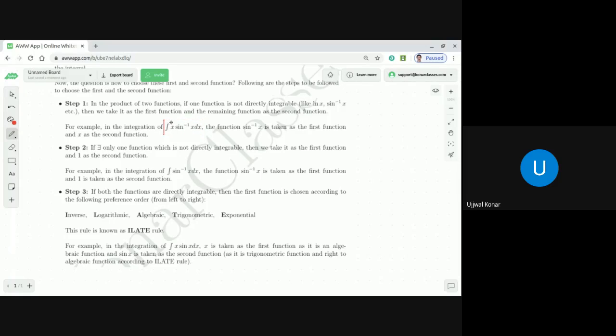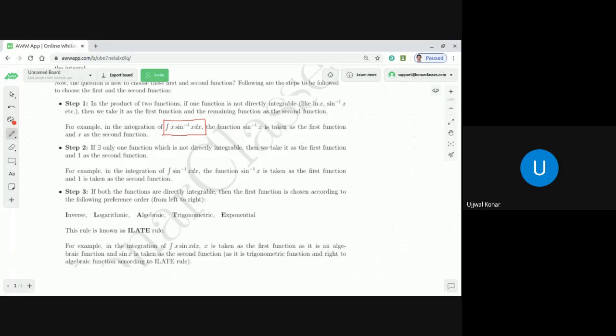if you look into this particular integration, there are two functions. One function is x and the other function is sine inverse x. Now tell me, dear students, between two functions x and sine inverse x, which is not directly integrable? It is sine inverse x, correct or not? You know how to integrate x dx, correct? But you do not know how to integrate sine inverse x. So as sine inverse x is the function which is not directly integrable, we take sine inverse x as the first function and x as the second function. That is the first step.